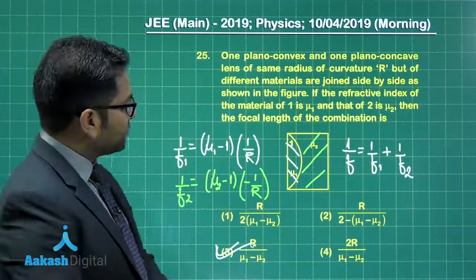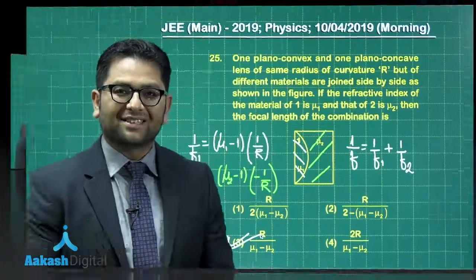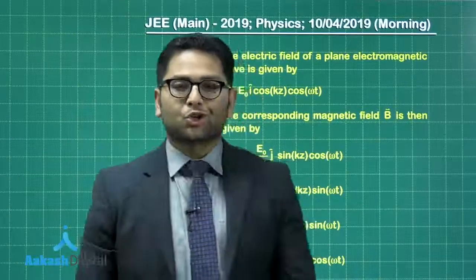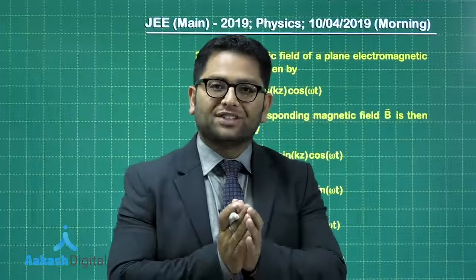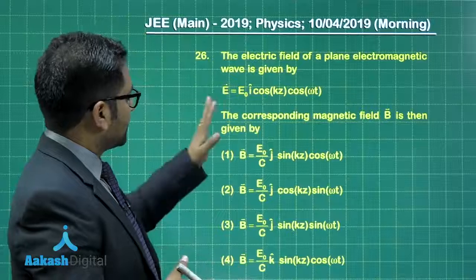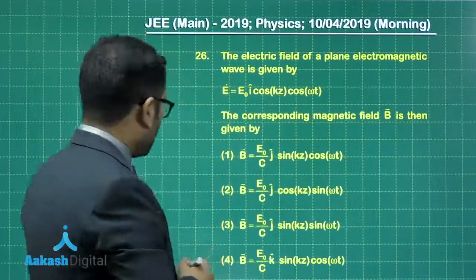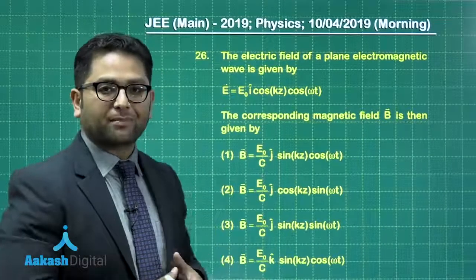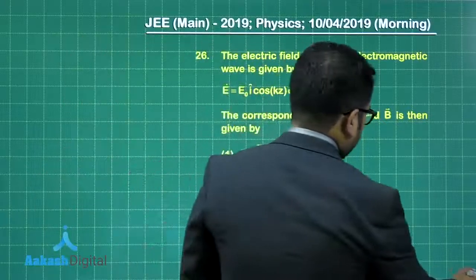Now it's time to move to the last 5 questions. Let's see. Electromagnetic wave. Now say my sentence is coming true. Those topics, those areas which are specially reserved for JEE Mains are finding occurrence in the questions. Now this is the electric field, and on the basis of this electric field, we need to find the corresponding magnetic field. The properties used we'll see in the course of the numerical.